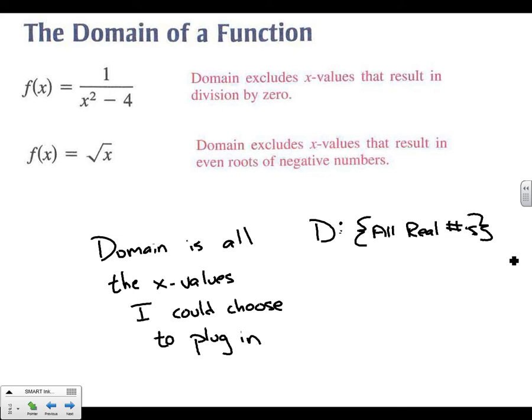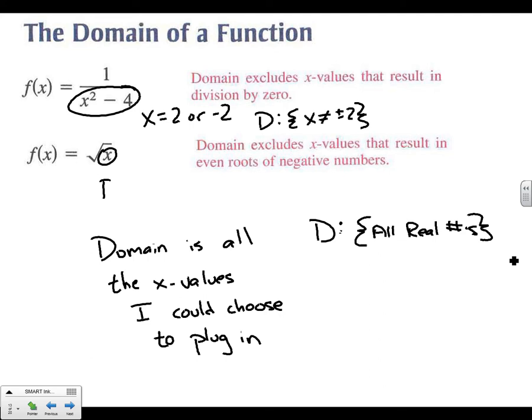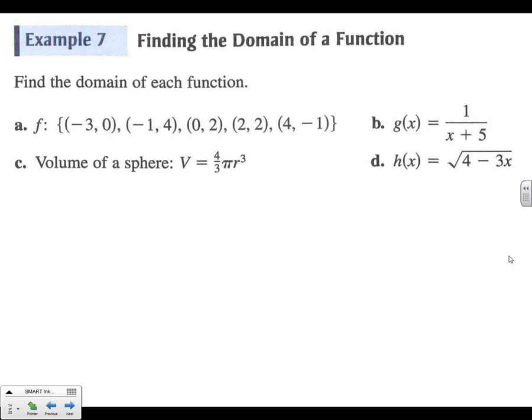Sometimes you can't get all the real numbers because if you divide by 0, like here, if x equals 2 or negative 2, that's going to mean you're dividing by 0. So in this case, we would say the domain is all real numbers except x cannot equal plus or minus 2. We also cannot take the square root of a negative. Cannot have a negative number under here. So we know here the domain, x has to be greater than or equal to 0. Okay?